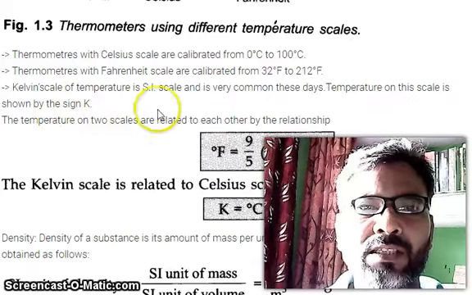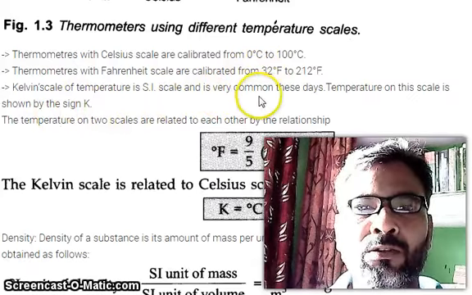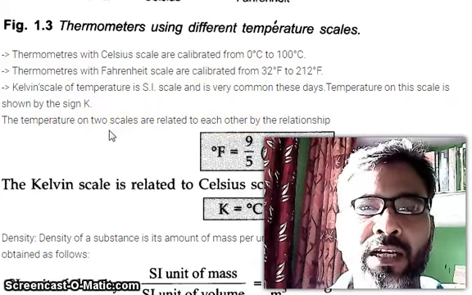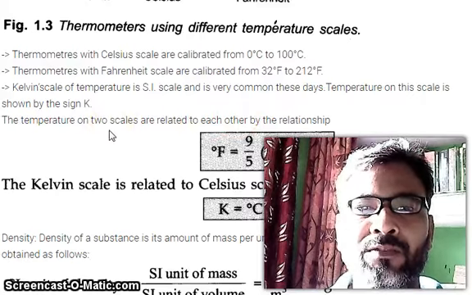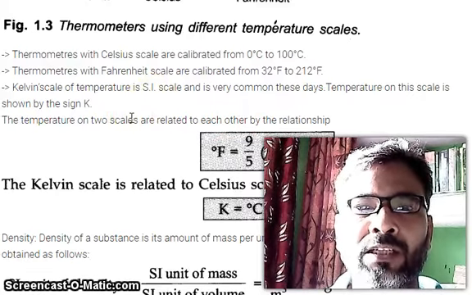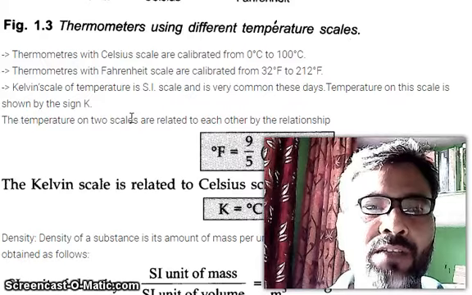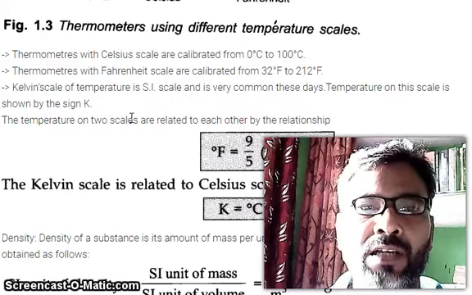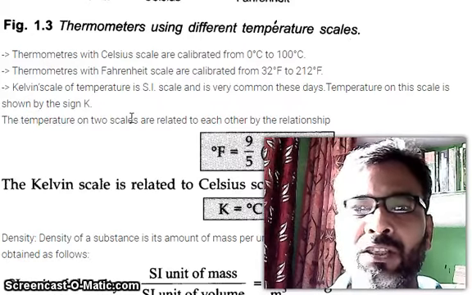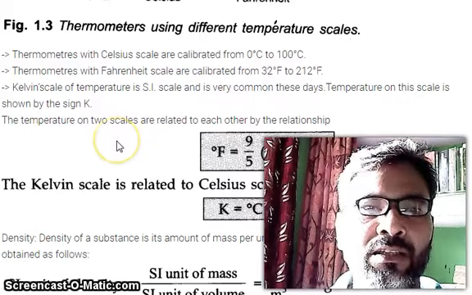Thermometers with Celsius scale are calibrated from 0 degrees Celsius to 100 degrees Celsius. Thermometers with Fahrenheit scales are calibrated from 32 Fahrenheit to 212 Fahrenheit. The Kelvin scale of temperature is the SI scale and is very common these days. Temperature on this scale is shown by the sign K.